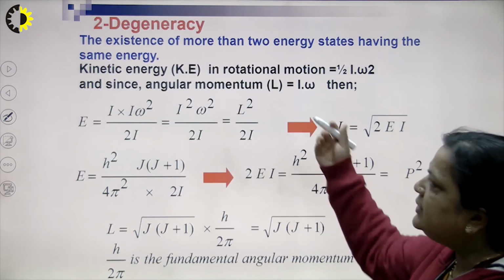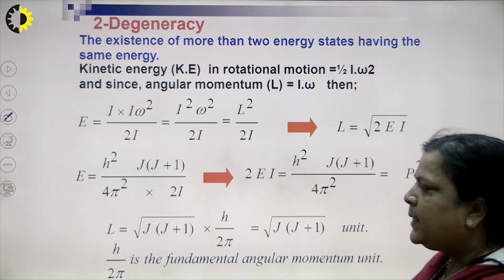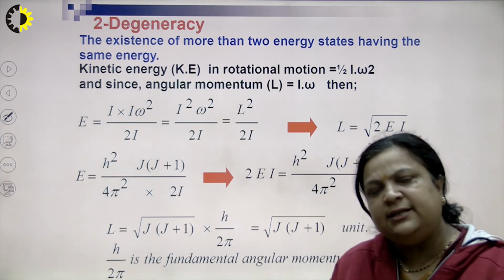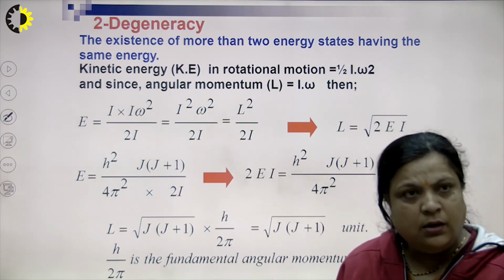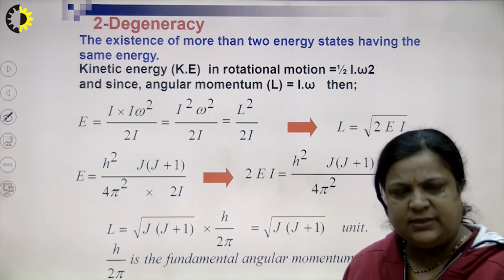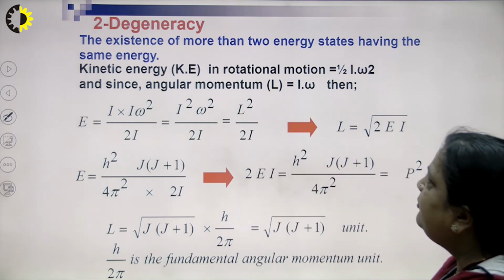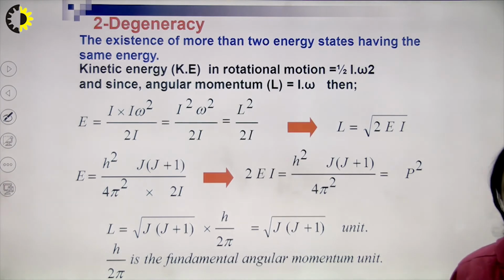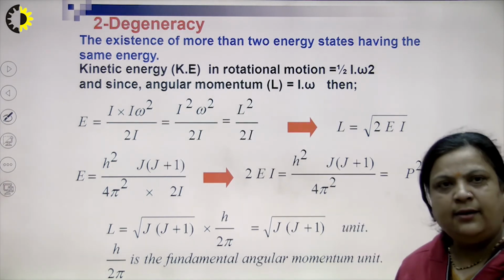So, second, what is the degeneracy? For rotational, one thing is clear, the degeneracy is 2j plus 1. But how does this 2j plus 1 basically come? The existence of more than one energy state having the same energy is called degeneracy.